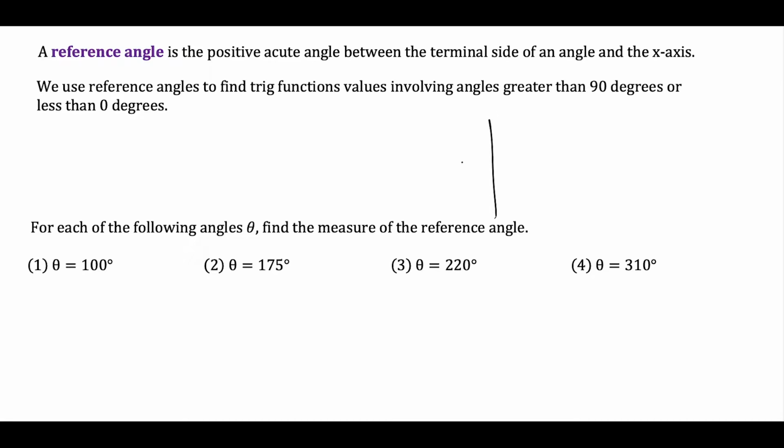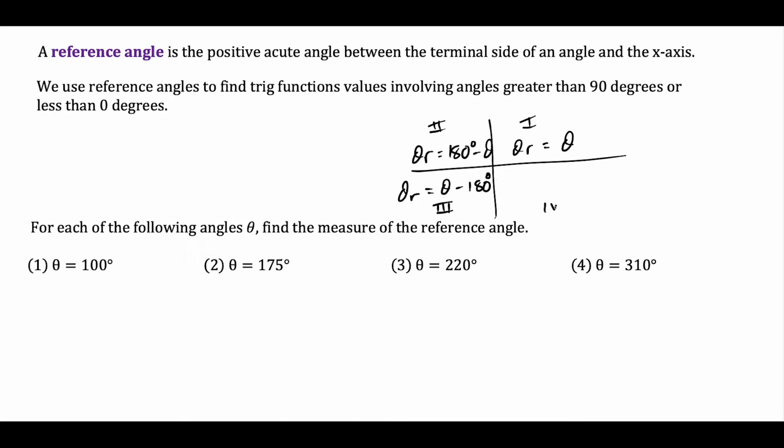Now, if you want to just have a set of formulas that you could use, just know that in quadrant 1, the reference angle is equal to the angle that we're looking at from standard position. And if we're in quadrant 2, the reference angle is going to equal 180 degrees minus the angle theta from standard position. In quadrant 3, we could say the reference angle is equal to theta minus 180 degrees, where once again, theta is the angle we're starting with. And then in quadrant 4, the reference angle is equal to 360 degrees minus theta.